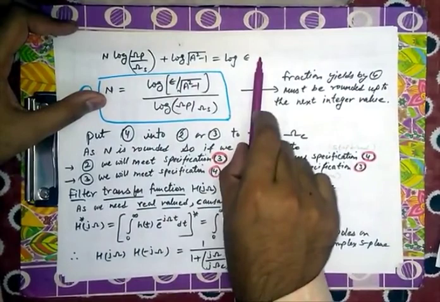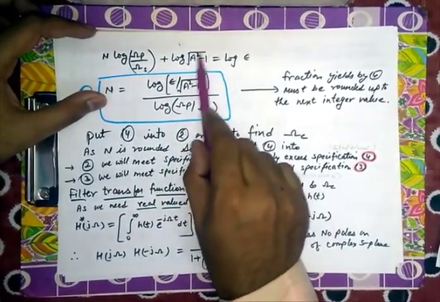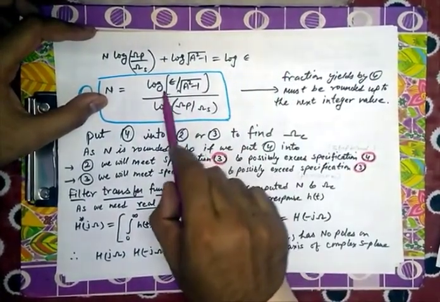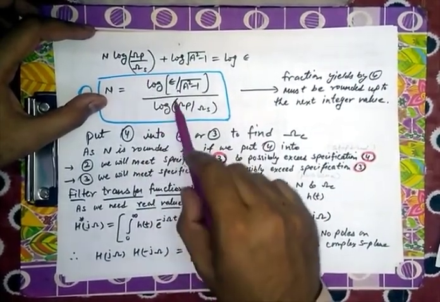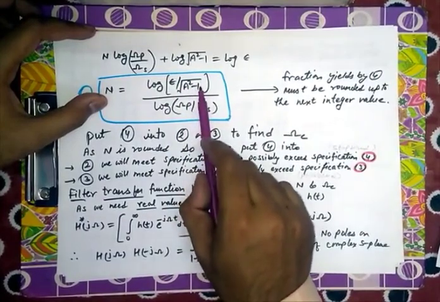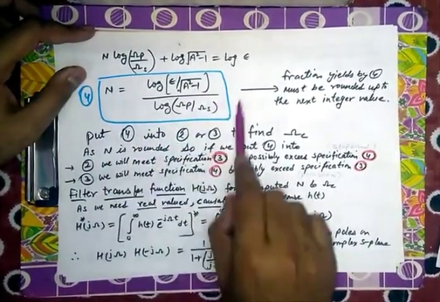It will go here, and further this is log epsilon minus log square root of A square minus 1, and again log a minus log b becomes log a upon b. The formula is the same, and this term will be divided, that is, n equals log of epsilon upon square root of A square minus 1, divided by log of omega p upon omega s. And this is the final equation.